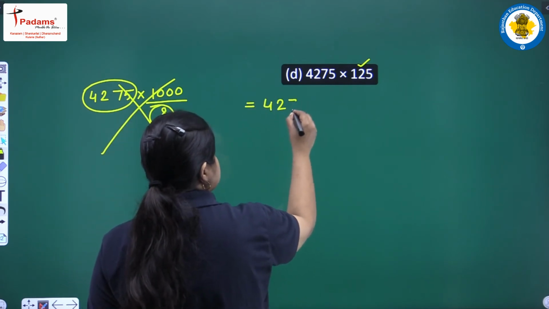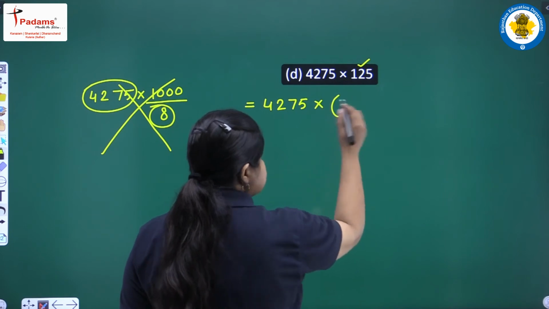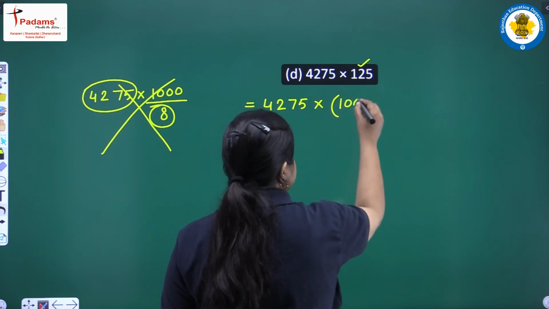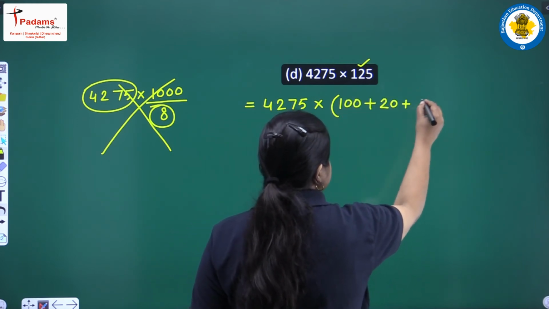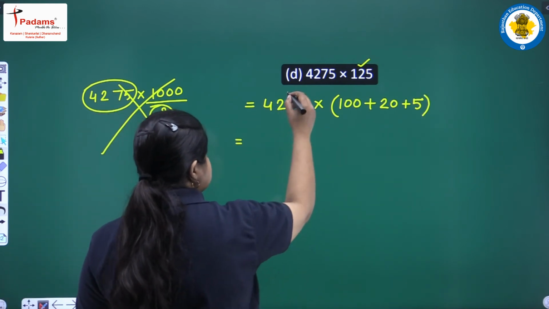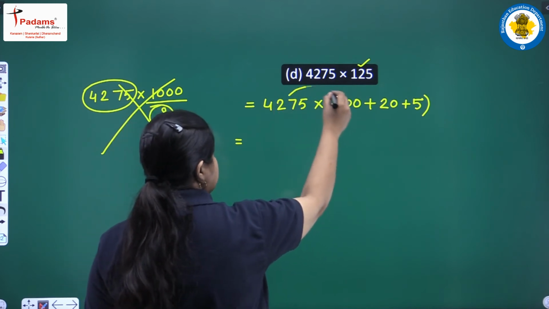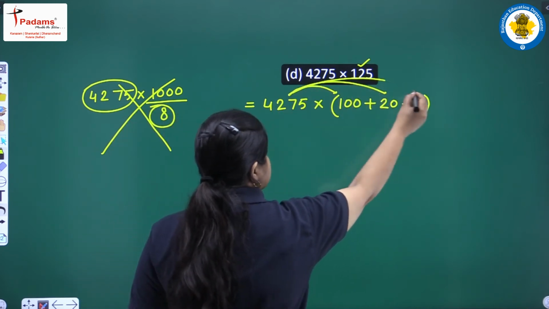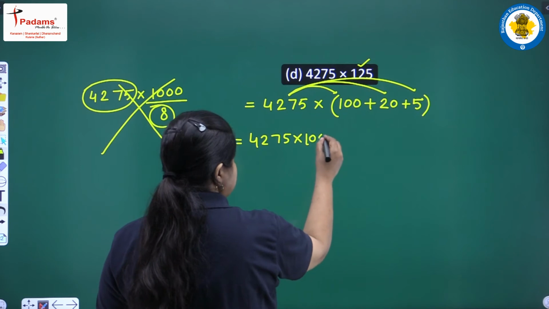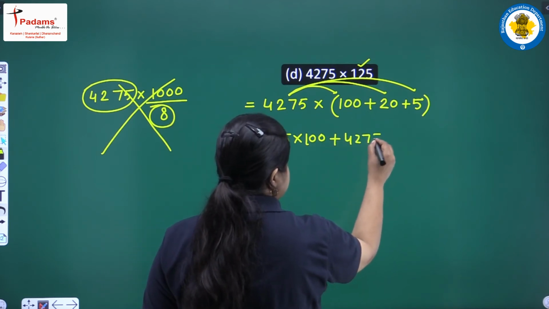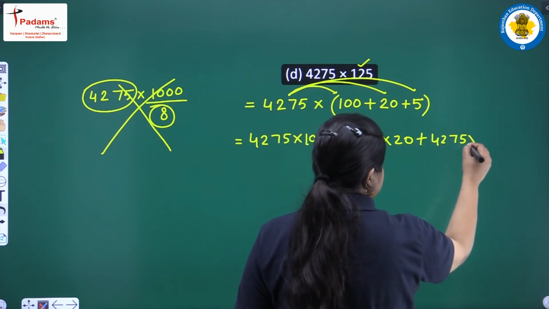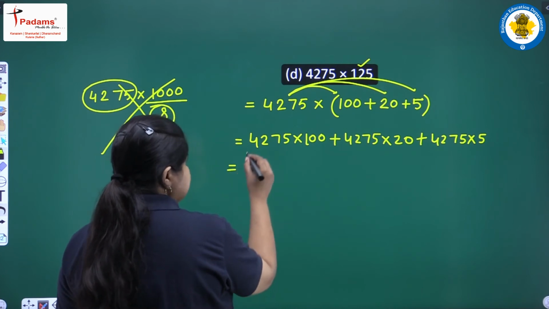Why three parts? Just have a look. Instead of writing it as 100 plus 25, we will write it as 100 plus 20 plus 5. Now it looks easy. Again, we will be distributing this 4275 to each of these three numbers one by one. 4275 into 100 plus 4275 into 20 plus 4275 into 5.